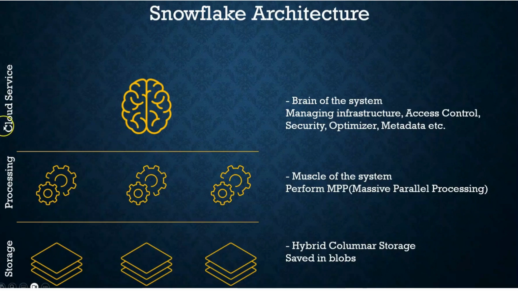The final layer is the cloud service layer, which orchestrates all the activities. Sometimes it is also referred to as the brain of the system. This is where we manage the infrastructure and all of the access control. Hence, basically, all of the things come together here. This layer also takes care of metadata, security, and query optimization. Alright, these are the three layers of Snowflake.